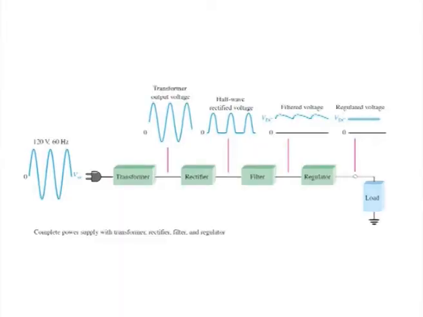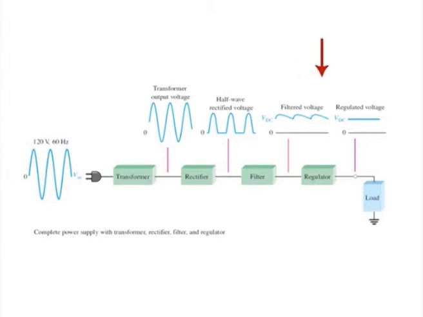The rectifier can be either a half wave rectifier or a full wave rectifier. As shown here, the rectifier converts the AC input voltage to a pulsating DC voltage called a half wave rectified voltage. The filter eliminates the fluctuations in the rectified voltage and produces a relatively smooth DC voltage.